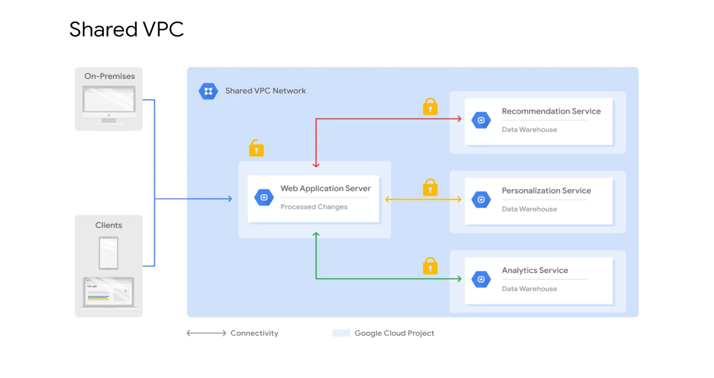The Web Application Server communicates with clients and on-premises using the server's external IP address. The backend services, in contrast, cannot be reached externally because they only communicate using internal IP addresses. When you use shared VPC, you designate a project as a host project and attach one or more other service projects to it. In this case, the Web Application Service project is the host project, and the three other projects are the service projects. The overall VPC network is called the shared VPC network.